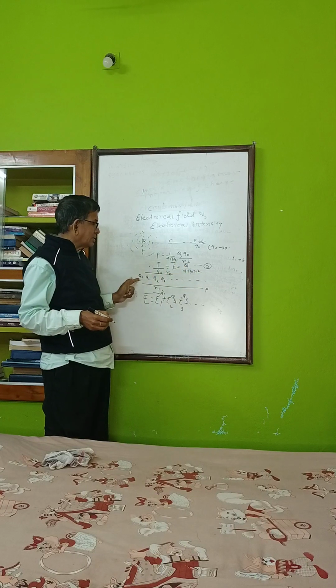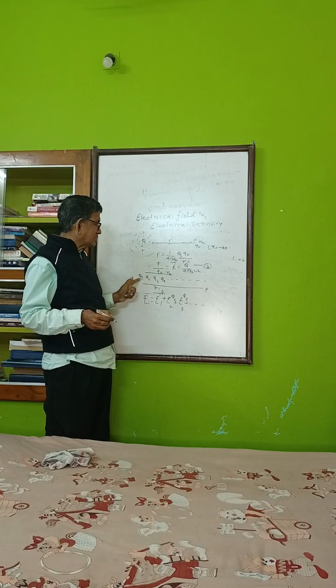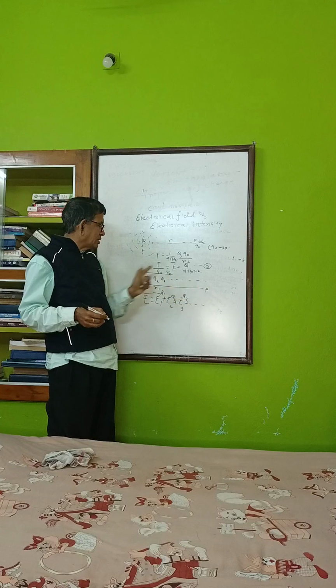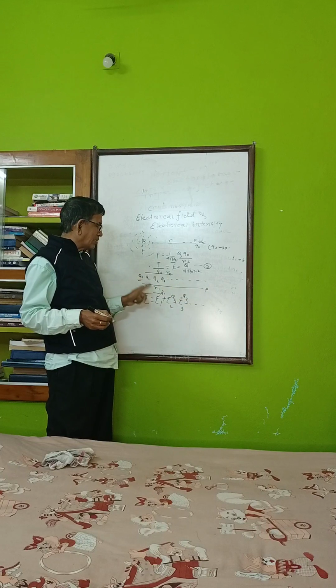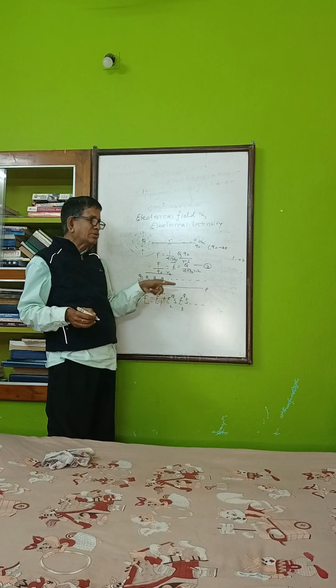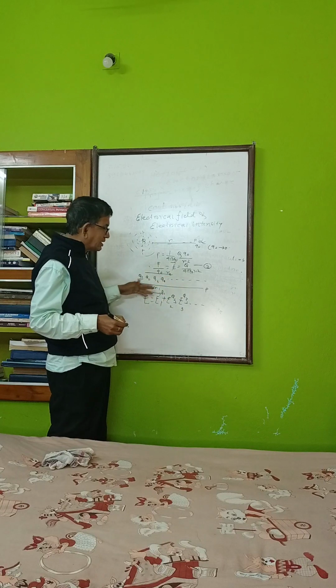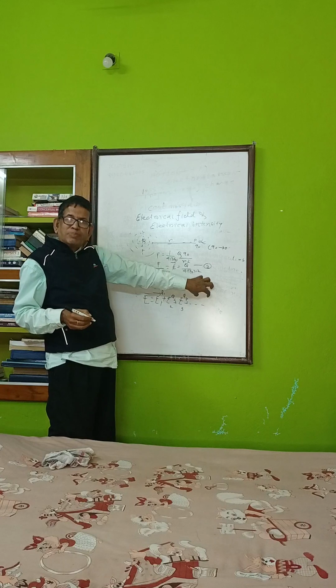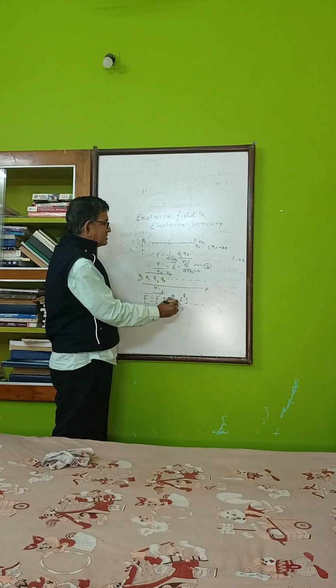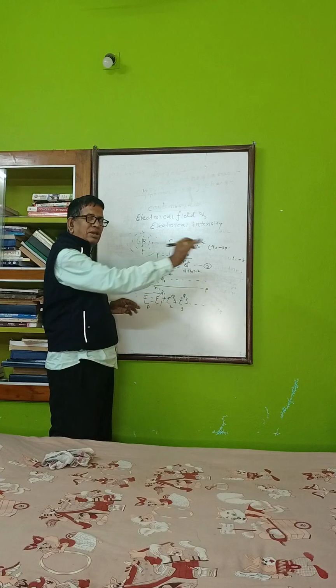And let us consider 4 charges Q1, Q2, Q3, Q4. Now from the point P, the distance of Q1 equals R1, Q2 equals R2, Q3 equals R3 and Q4 equals R4. In that case, the total intensity at the point P will be E1 plus E2 plus E3 plus E4 dot dot En.